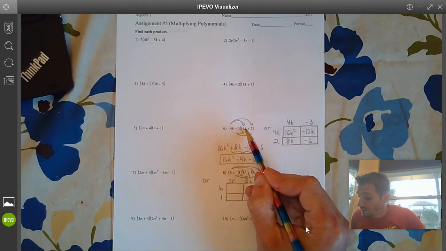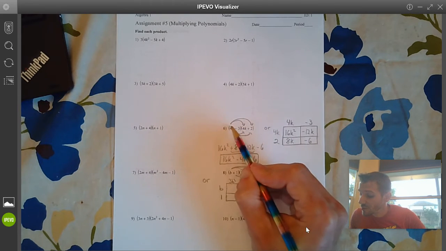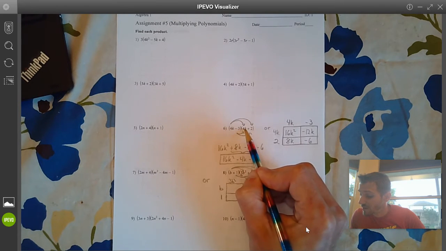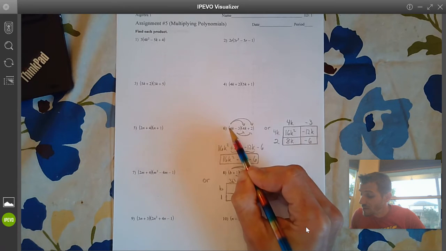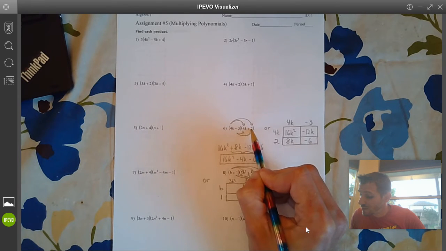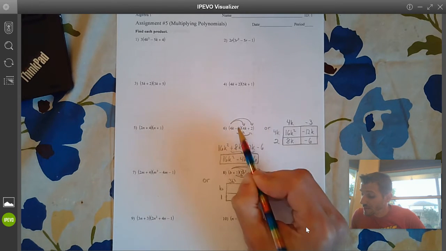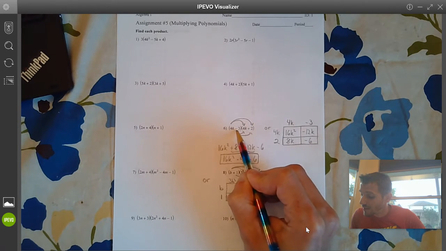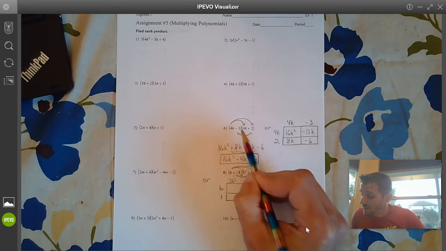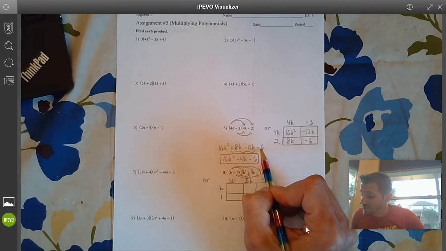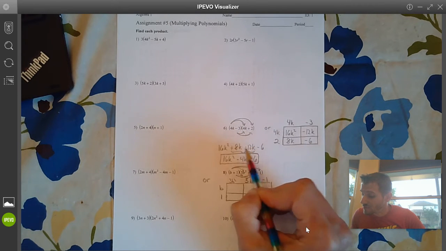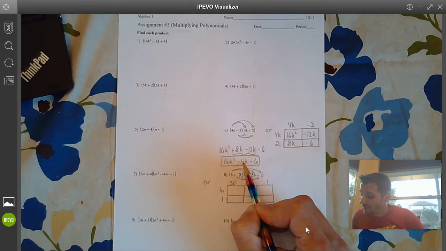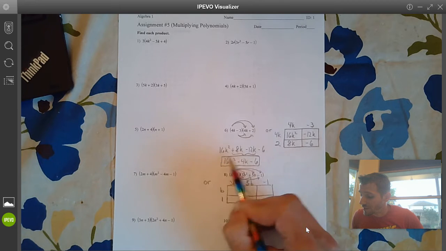4k minus 3 times 4k plus 2: you would take the first term, multiply it by everything in the other parenthesis. So in this case, 4k times 4k is 16k squared. Then 4k times 2 is 8k. Then you take the second term and distribute it into both. Negative 3 times 4k is negative 12k. Negative 3 times 2 is negative 6. Combining the like terms, which are only these two, 8k minus 12k is negative 4k. And that would be your final answer.